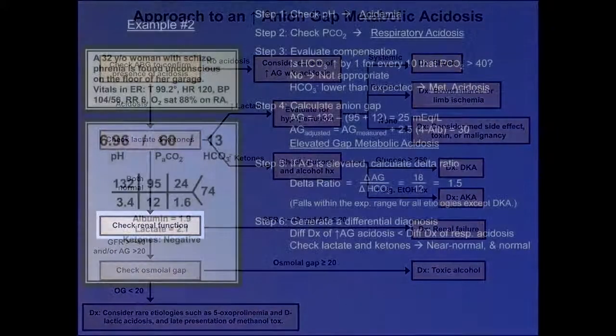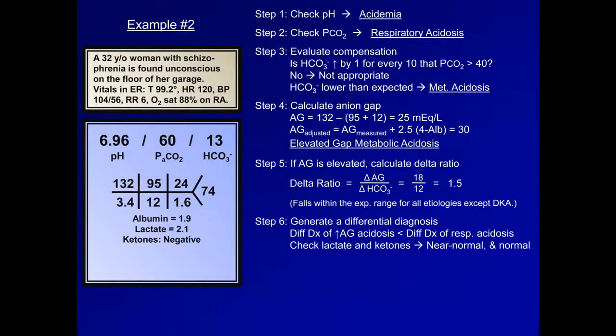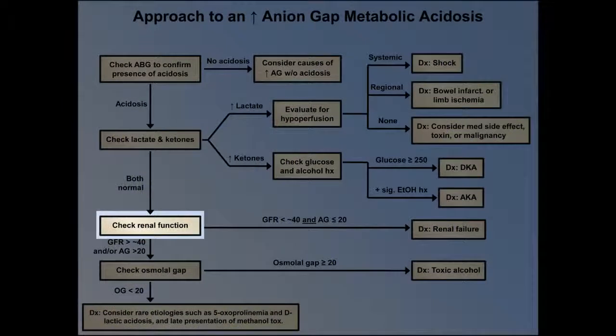Going back to the patient again, we can see that her creatinine is 1.6. While this is not normal for an average-sized 32-year-old woman, it's sort of near normal and certainly not equivalent of a GFR less than 40. Plus, her adjusted anion gap is too high for this to be due to renal failure. So let's go back to the flowchart and keep going.